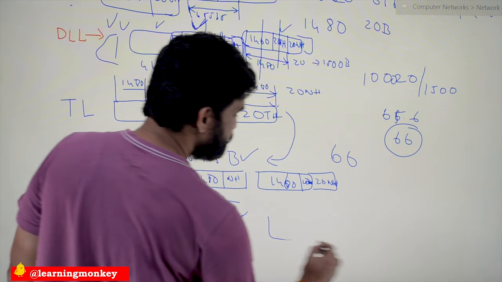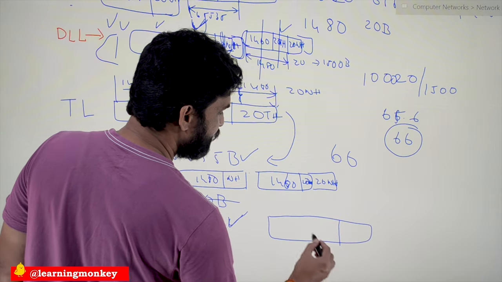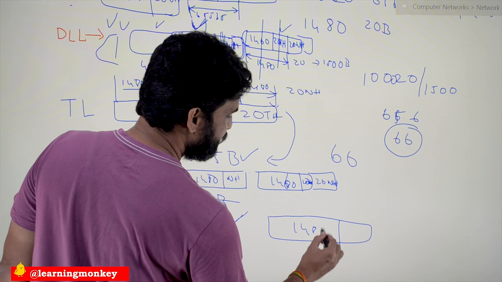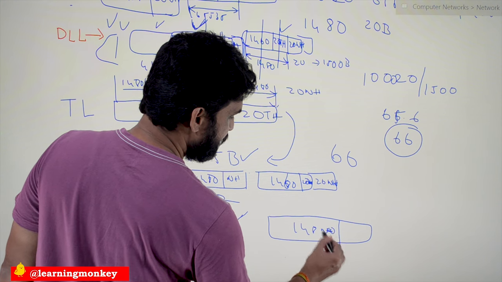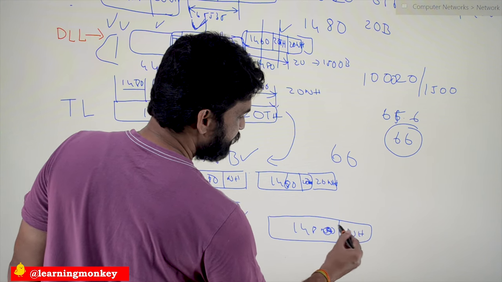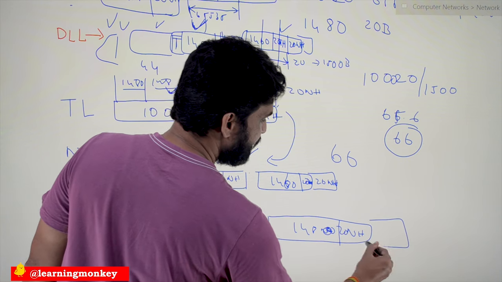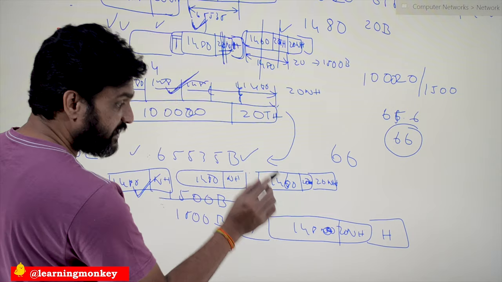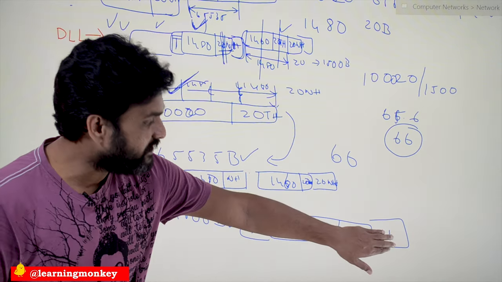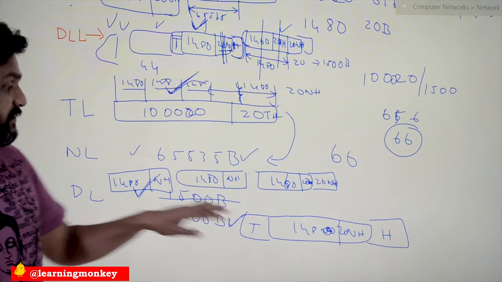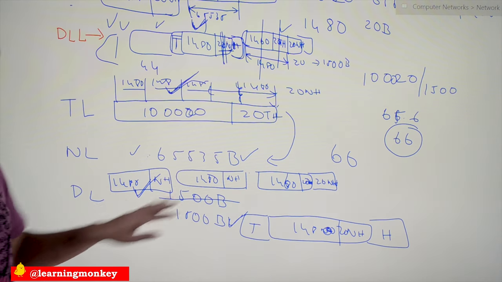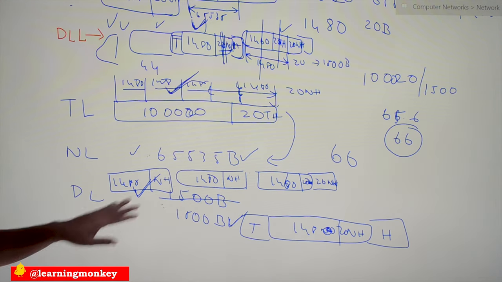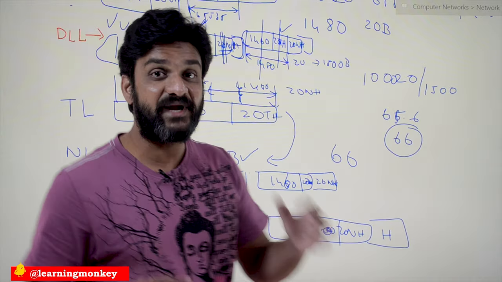To this piece of 1480 and network header of 20 bytes, the data link layer header and tail will get added. For every piece, this data link layer header and tail will get added. Second piece, data link layer header and tail. Third piece, header and tail. So this is how it works in practice.